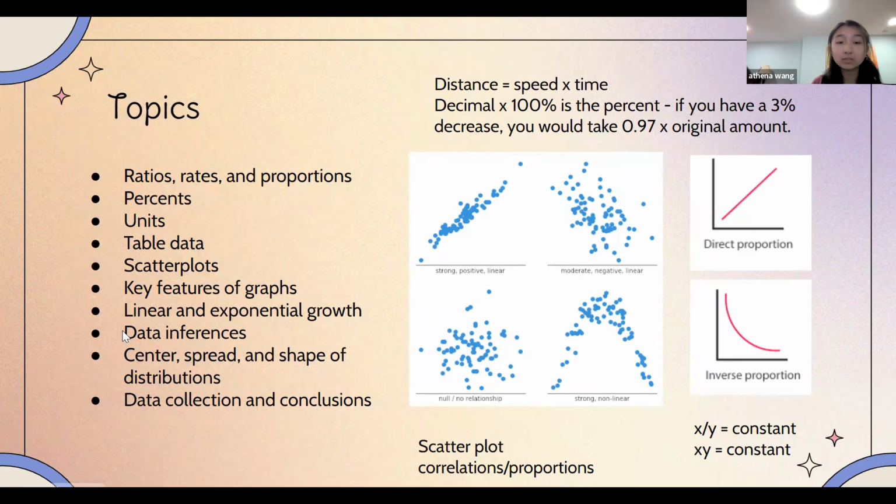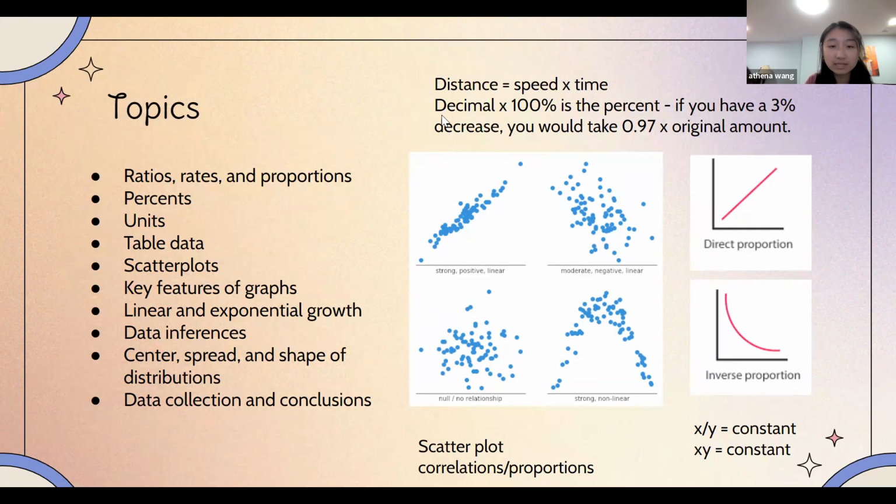So inverse proportion would have an exponential graph. Okay, and then we also have inferences based on the data, and we're going to go over center, spread, and shape of distributions. So that's also part of data analysis, and we also have data collection and conclusions.